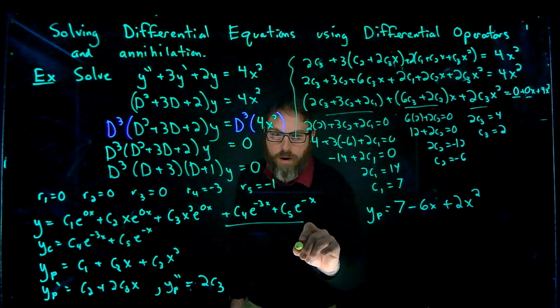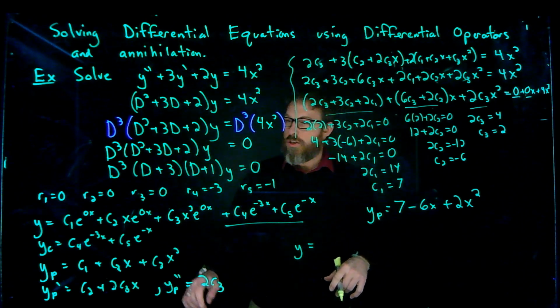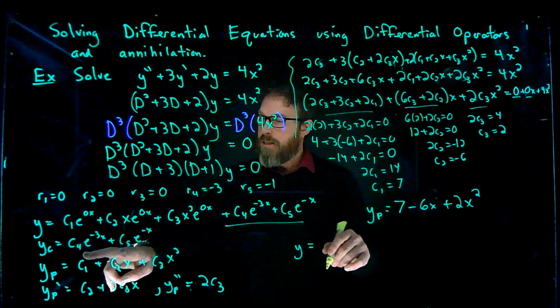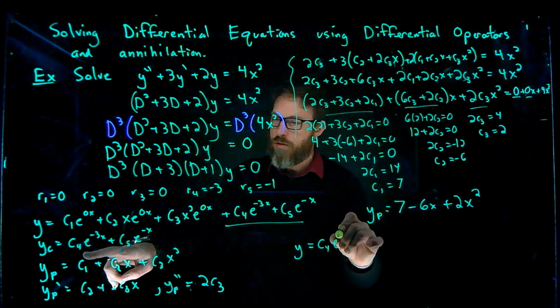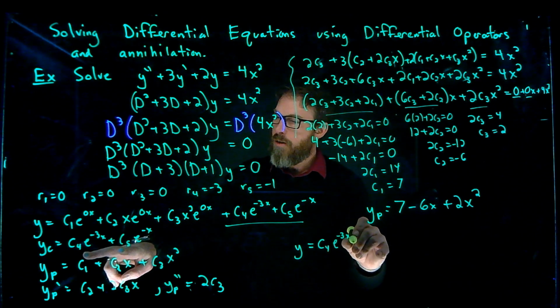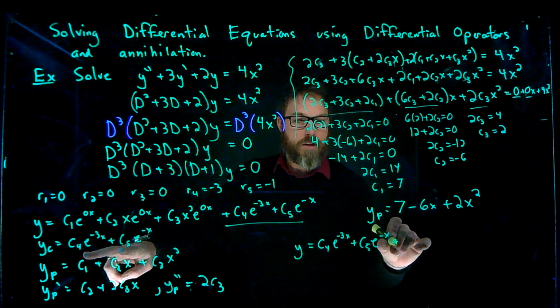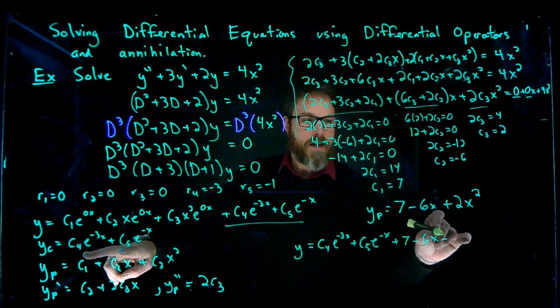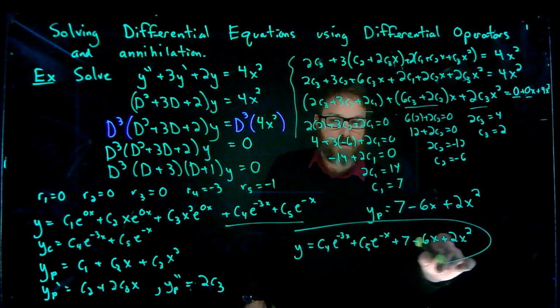So that's what we can write for our general solution. Without knowing some initial conditions to be able to find these two constants, I'll say c4, but you can name it c1 and c2 again if you want to. So c4 e to the minus 3x plus c5 e to the minus x plus our 7 minus 6x plus 2x squared. And that right there is our general solution.